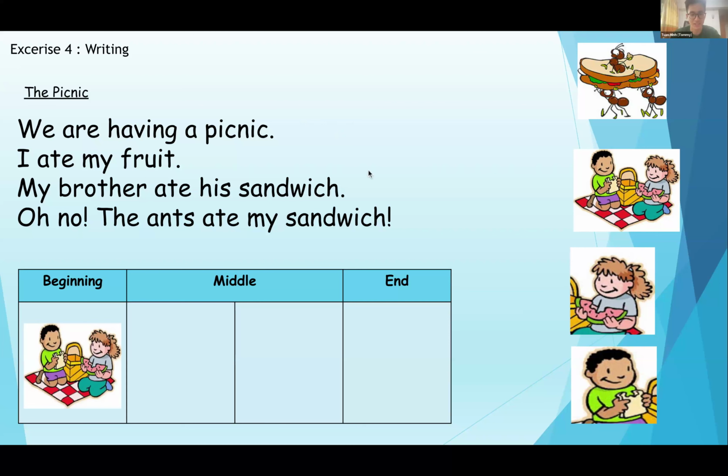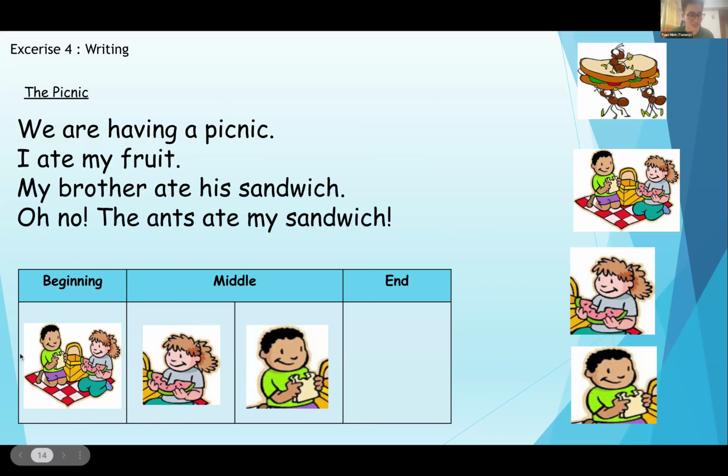Okay, so yes, the first sentence here matches with the second picture here. It is the beginning of the story, where there are groups of people who are having a picnic. And about the middle part, we have these 2 middle sentences right here. I ate my fruit. So the one who's having the picnic is having the fruit, enjoying her watermelon or something. And the boy here is having his sandwich.